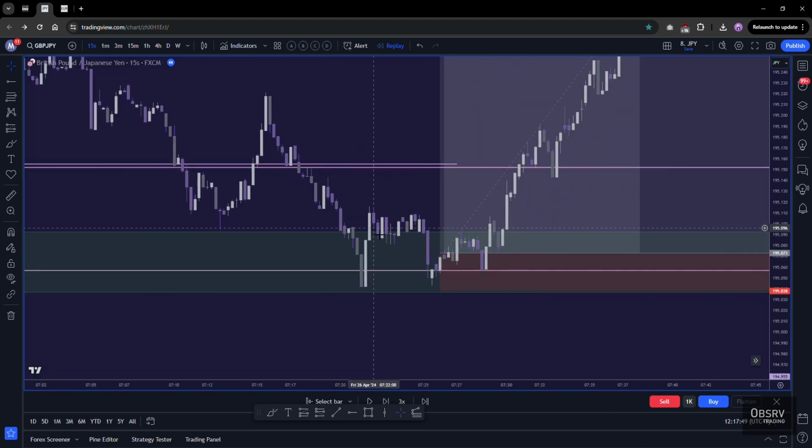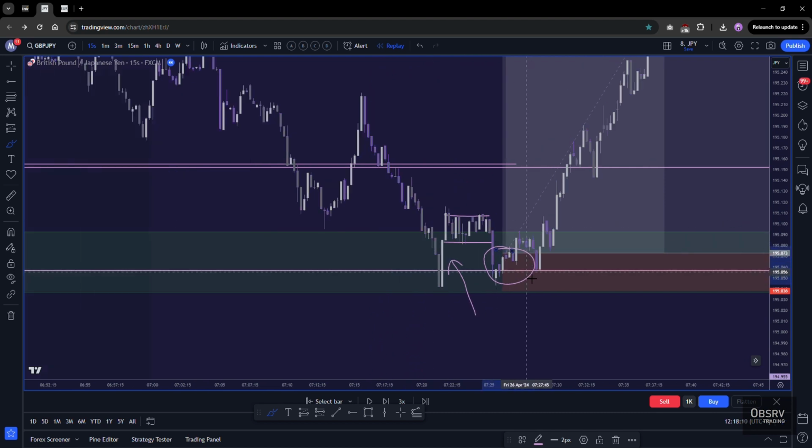Now I did rush an entry here. It wasn't an entry that I should have taken, and that's just a loss that I took. But the entry I did take was based on this strong buyer coming back, price holding, and then we're getting a better price, and that's where I took my entry.